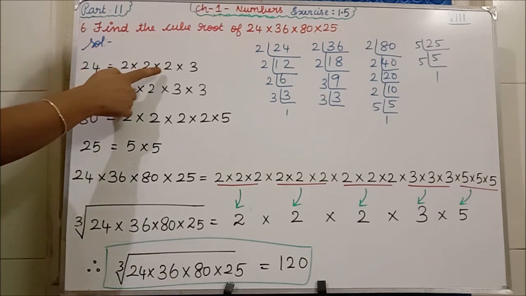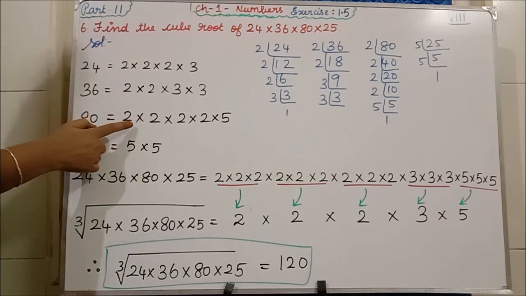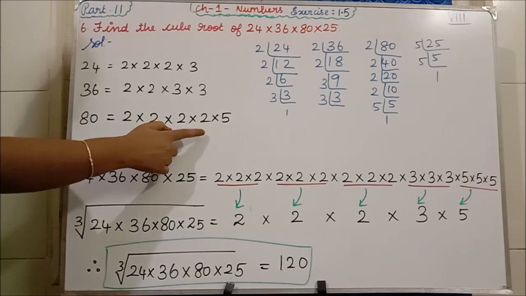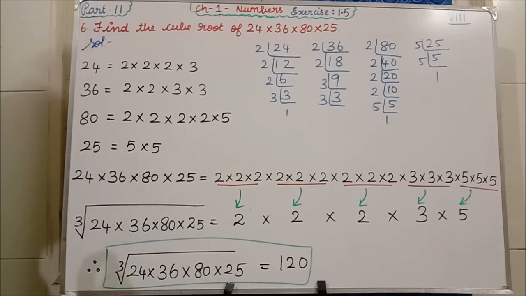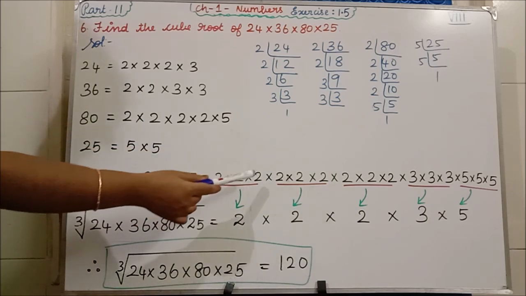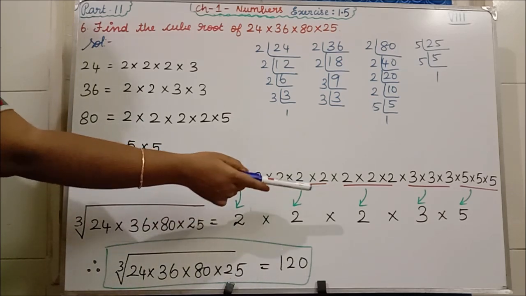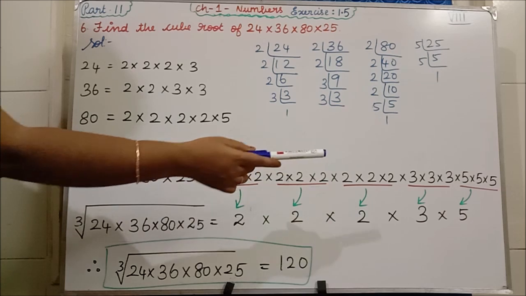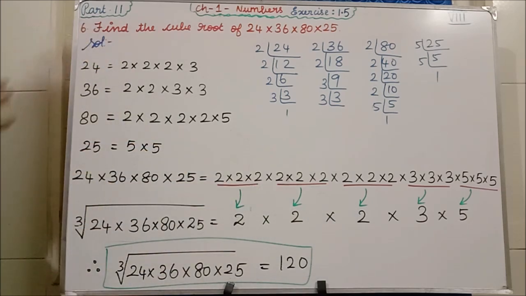See, 1, 2, 3, 4, 5, 6, 7, 8, 9. How many 2s am I having? 9 2s. So continuously you write nine 2s: 2 into 2 into 2 into 2 into 2 into 2 into 2 into 2 into 2. Then we have finished writing 2.